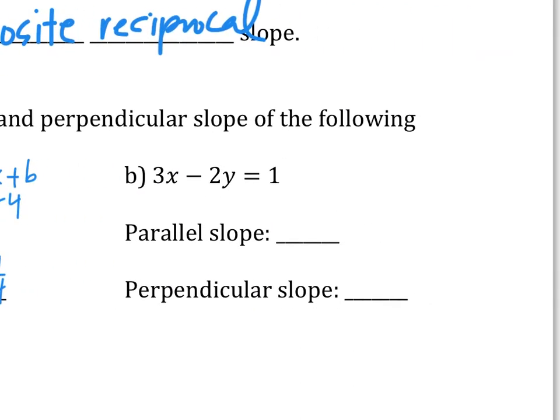Now it's your turn. Find the parallel slope and the perpendicular slope. The first thing you have to do is you got to change it into y equals mx plus b. Give that a try, pause the video, and come back and check. All right, the parallel slope is 3/2. The perpendicular slope is negative 2/3.